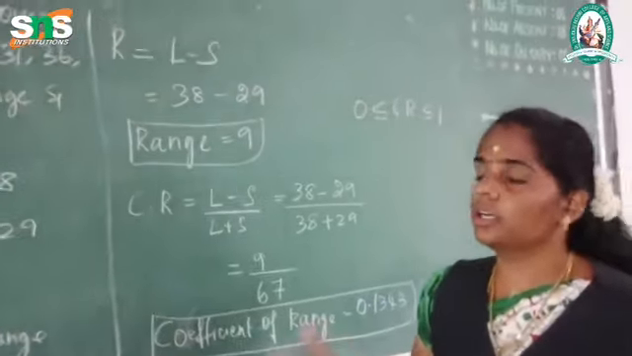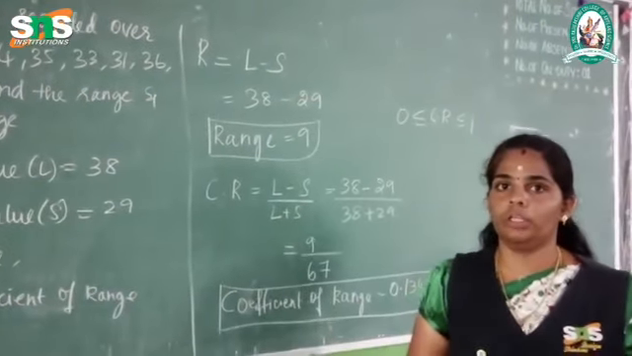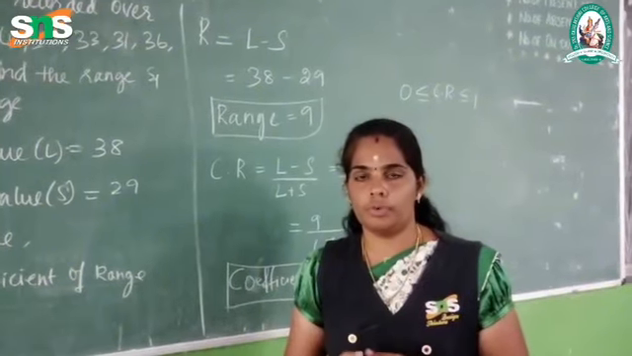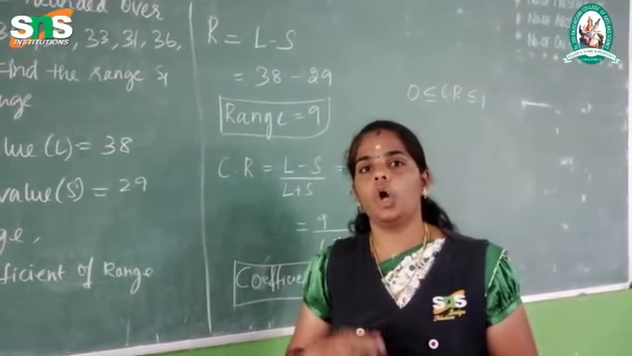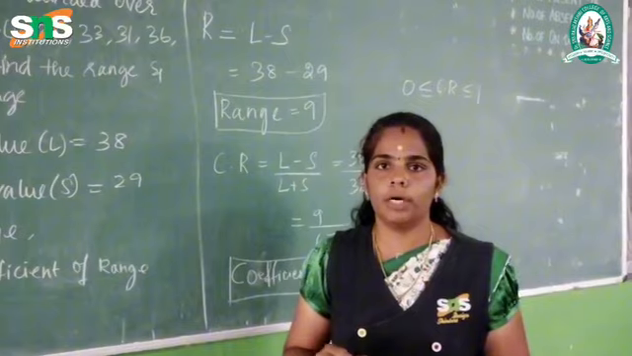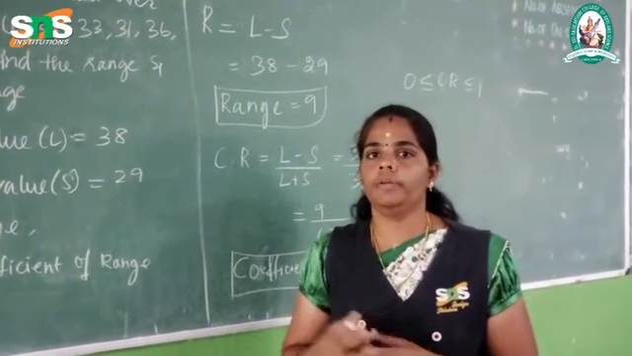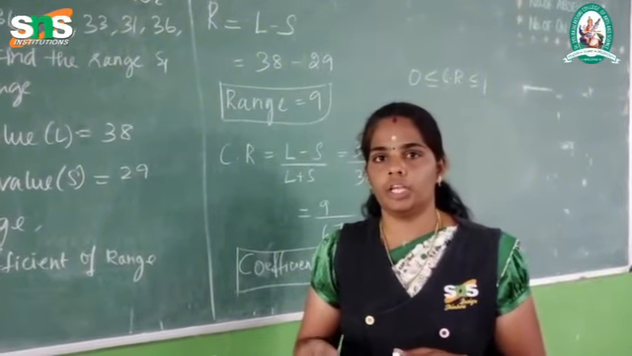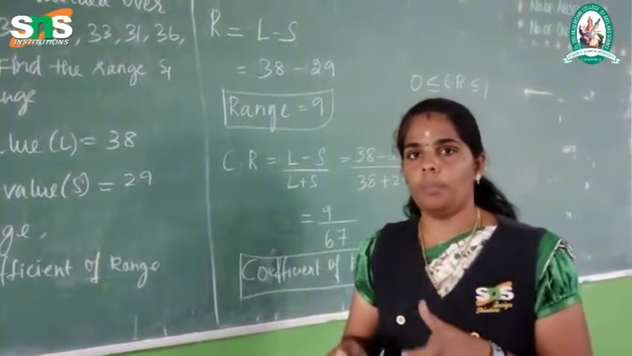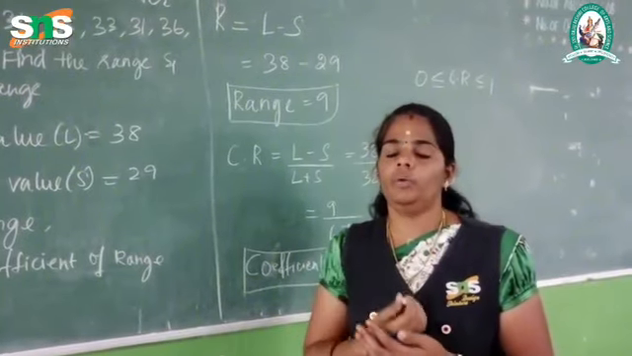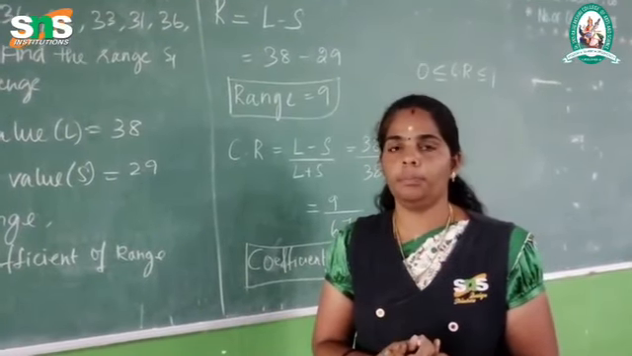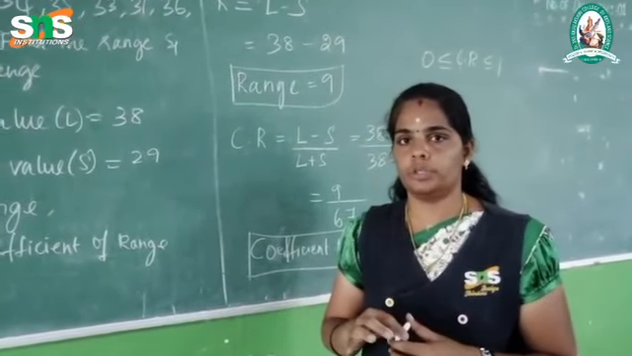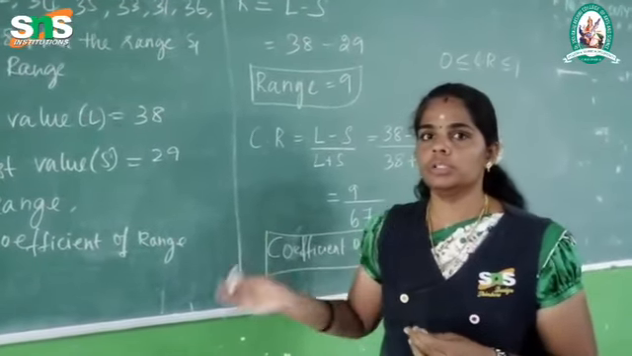The range is used in real life examples too. If in our class we want to find the range of our class, we take the topmost mark of the student and the least mark of the student. If we subtract both, we will get the range of our class. Similarly, for the coefficient of range for our class, we take the topmost value and the least value, subtract them, sum them, and divide. The value we get is the coefficient of range. In real life also this can be used.